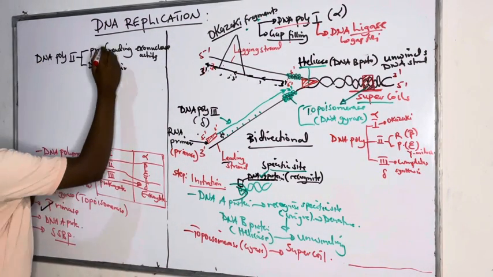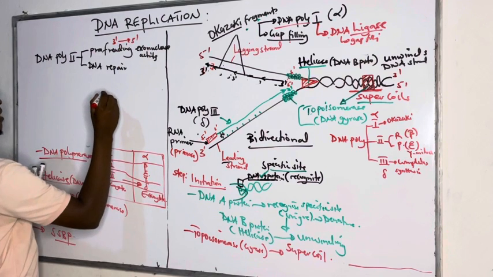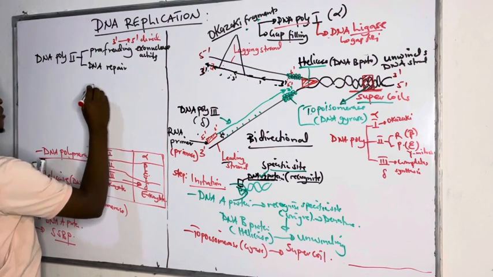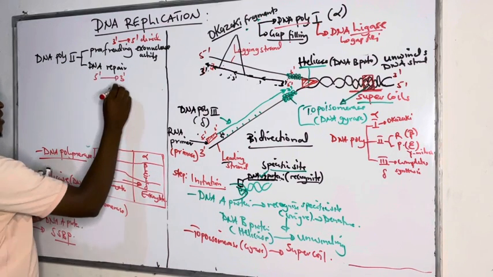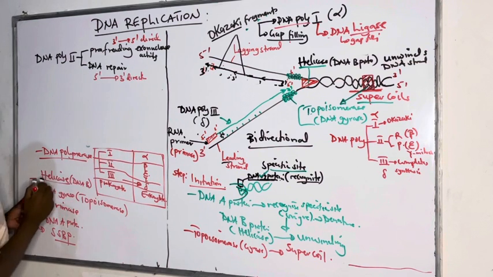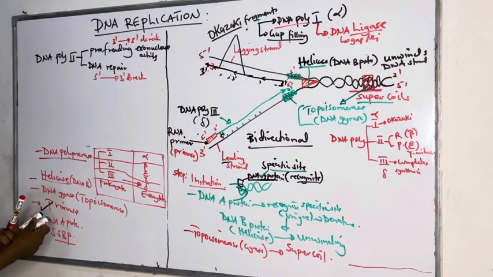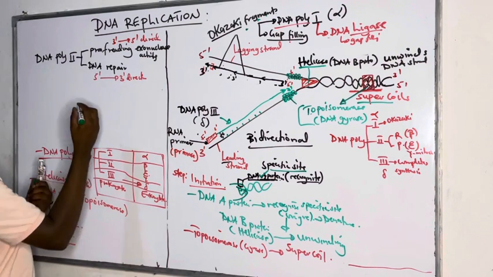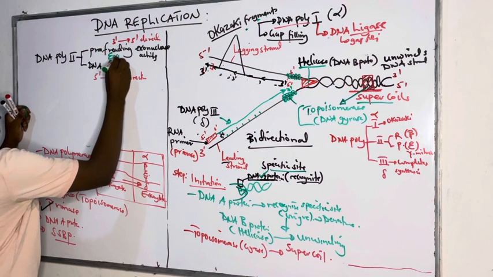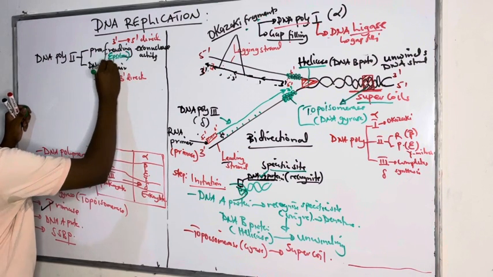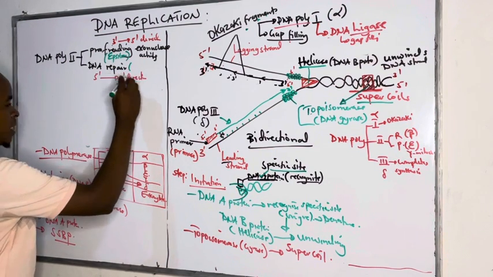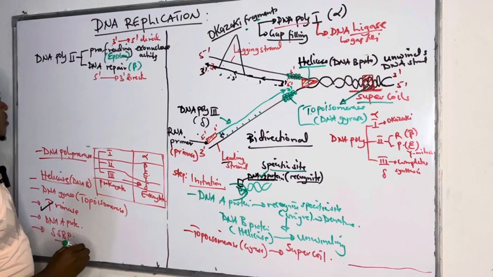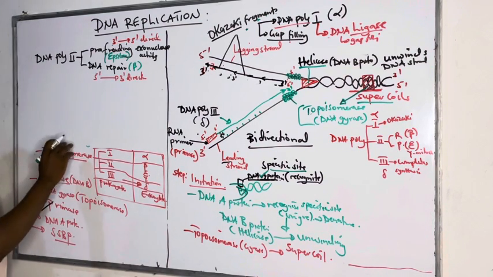Proofreading is done from 3' end to 5' end direction. And his DNA repair exonuclease activity is from 5' end to 3' end direction. So this is the DNA polymerase type 2. And this DNA polymerase type 2, in eukaryotes, we see the role of proofreading is done by epsilon. Epsilon in eukaryotes does the work of proofreading in 3' to 5' end. And then repair in eukaryotes is done by beta. DNA polymerase beta is the one that does repair in eukaryotes.